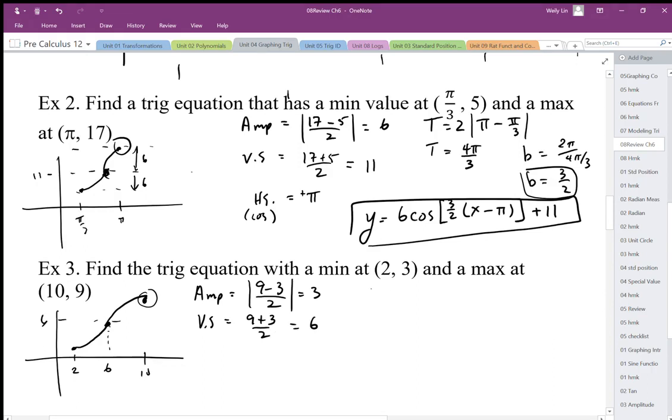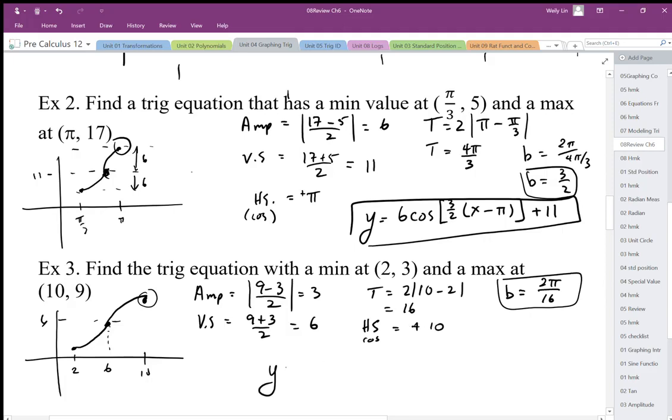My period, well, it looks like half my period is going to be 8. And I want to double that. So I get a period of 16. And I'm just going to use the formula 2 pi over 16 as my b value. Because the nice thing about this is when I write in 2 pi over 16, that 16 represents the period. And then my horizontal shift for cosine is going to be plus 10.